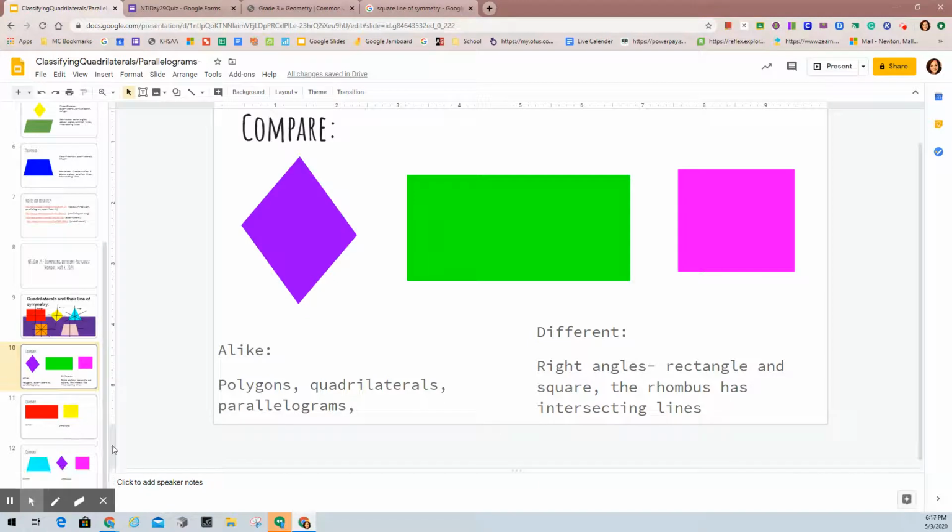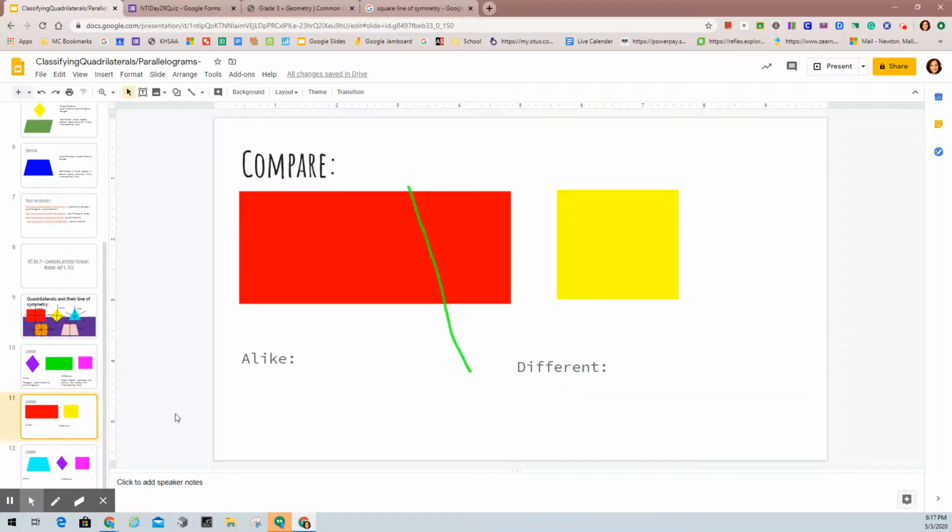All right, let's compare a couple more shapes. And this is really important, because this is what I'm going to ask you to do on your quiz. I'm going to give you different shapes and you're going to have to compare them.